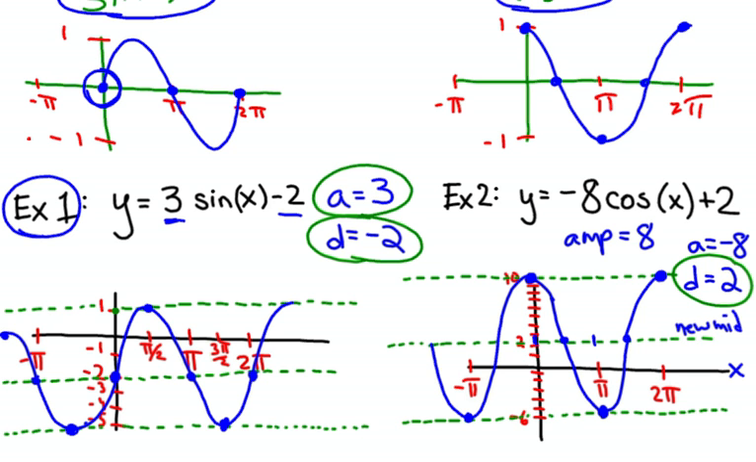All right, and hopefully that gives you an introduction to all our vertical changes, the A number and the D number for trig graphs. Our next video, we'll talk all about changes in the X direction.